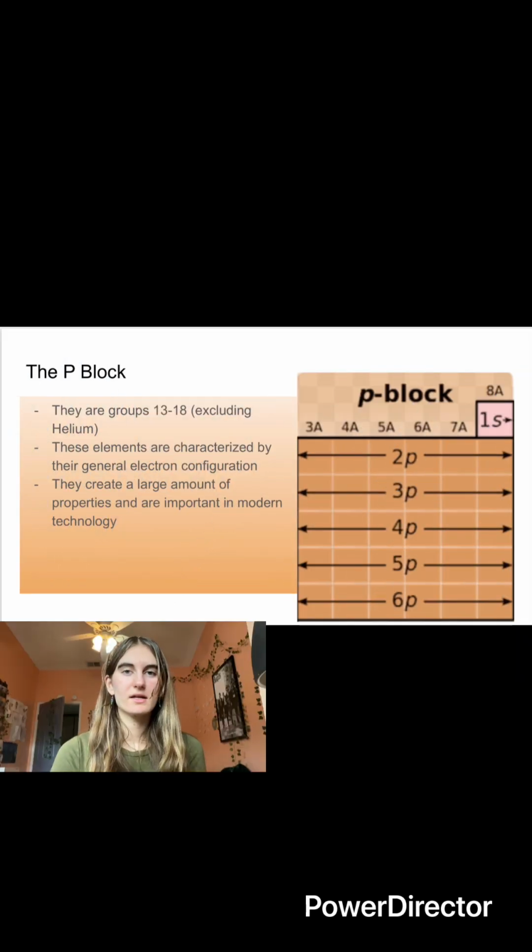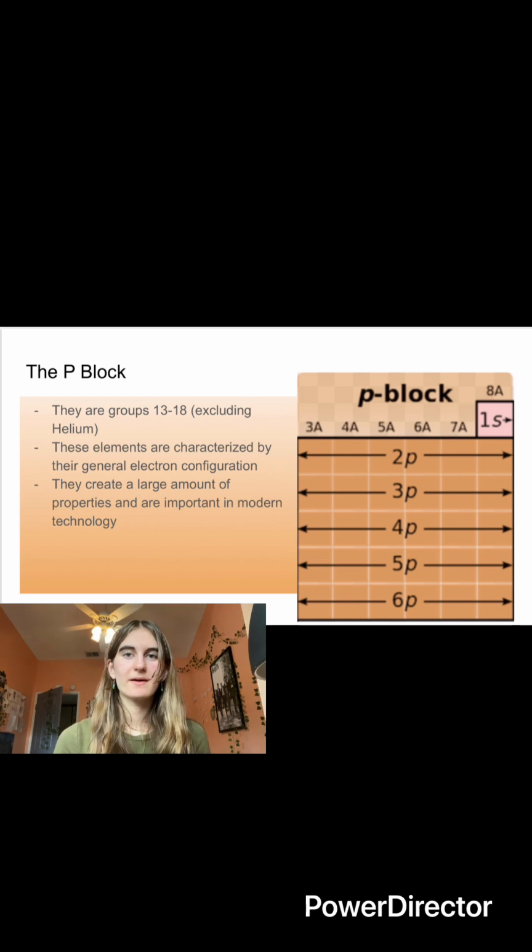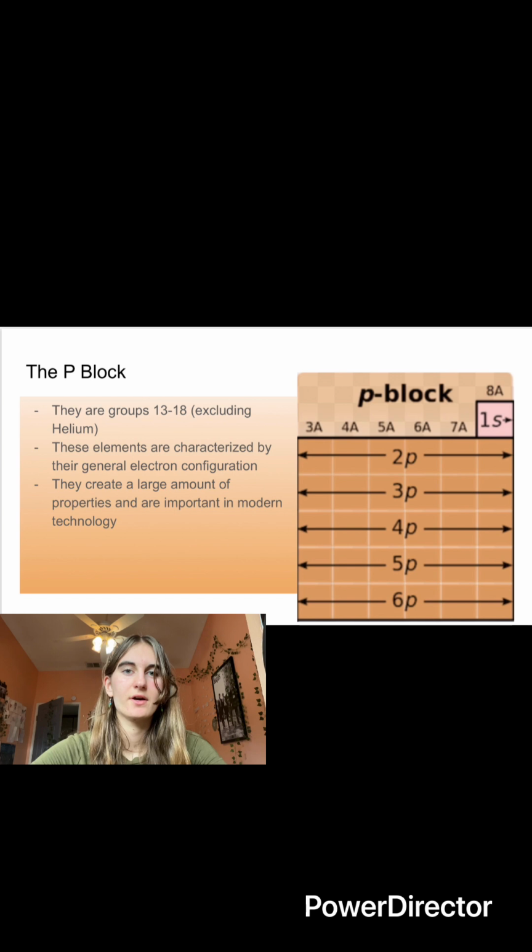The P block is in the center of the periodic table but leans more towards the right, and it takes up groups 13 to 18. The elements are arranged by their general electron configuration. These elements are also important to modern technology due to their diverse properties.